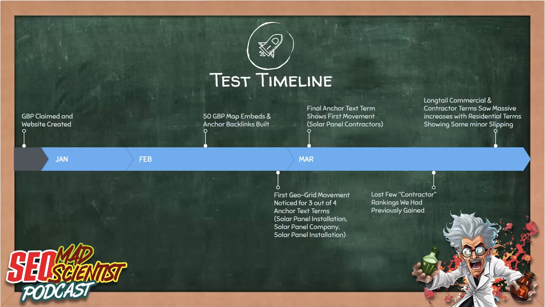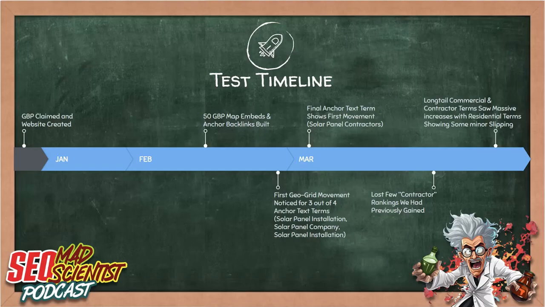Now, we have been tracking multiple keywords and long tail terms to see the overall impact, but we have also paid special attention to the anchor text that we use directly in the CID URL links. By the beginning of March, around March 3rd, March 5th, we had seen movement on all terms, including our solar panel contractor terms and other various long tail contractor terms.